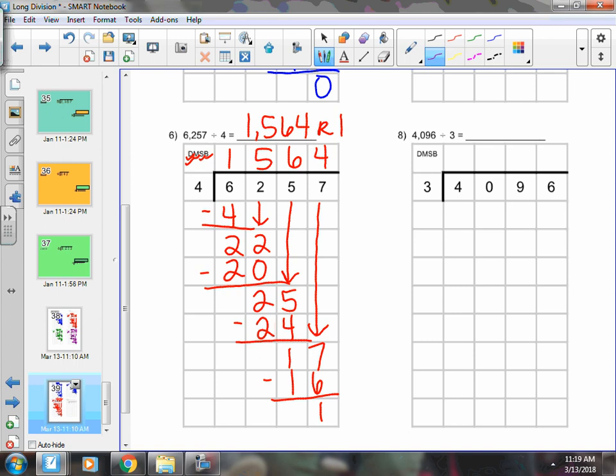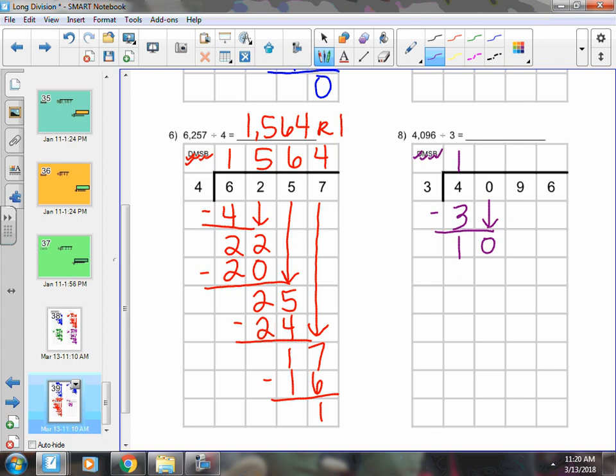And the last one on the page, 4,096 divided by 3. Groups of 3. 3 goes into 4. If you had 4 kids, you could make a group of 3. You could make 1 group of 3. Multiply. 1 times 3 is 3. Subtract. Bring down.